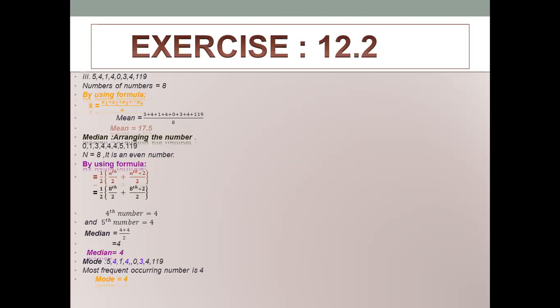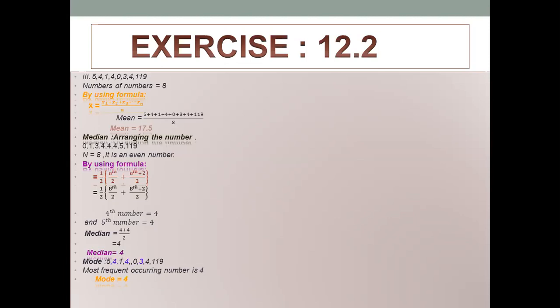So according to that, we apply the formula n by 2 plus n plus 2 by 2. N is 8, so 8 by 2 plus 8 plus 2 by 2. 8 by 2 is 4, and 8 plus 2 by 2 is 5. Now the fourth and fifth numbers, accidentally, they both are 4. 4 plus 4 divided by 2 is 4. So the median becomes 4.